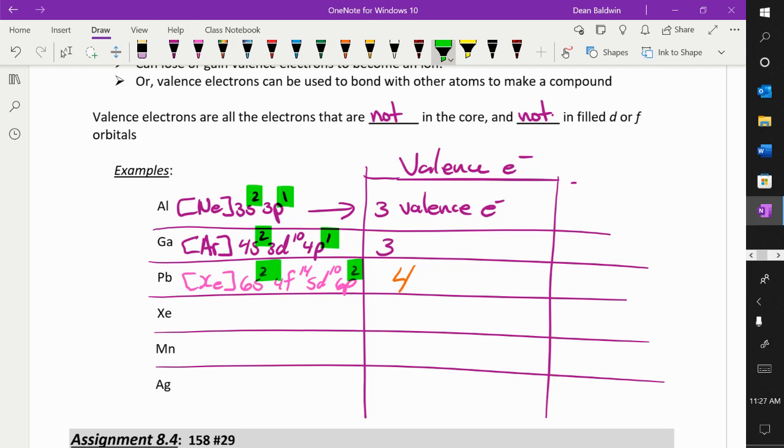So silver would only have one valence electron, and that makes sense because ionic charge is flexible. Manganese.